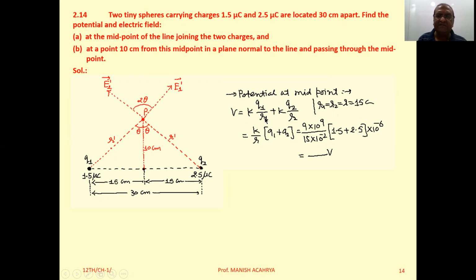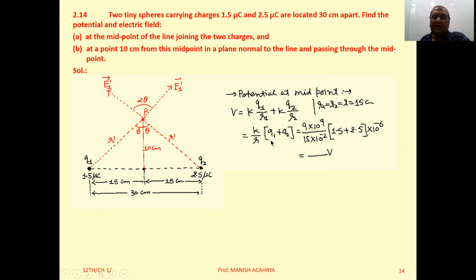R1 is the distance of the midpoint from Q1, which is 15 centimeter. Then plus kQ2 upon r2. R2 is the distance of the midpoint from Q2, that is also 15 centimeter. So we can say it is r. Now we can take k by r common, because r1 and r2 are both r.